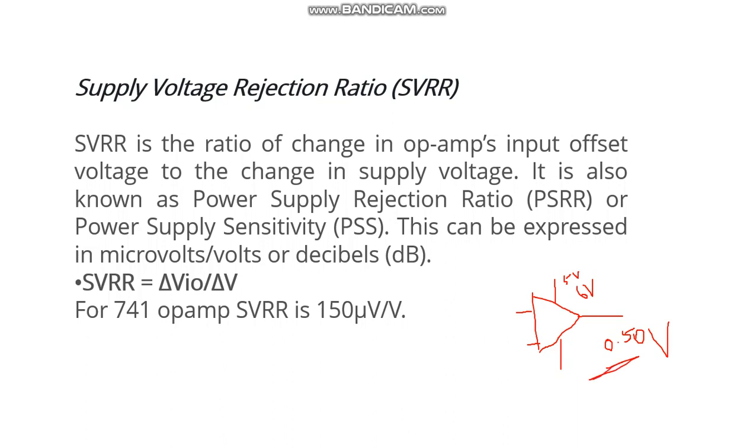The change in supply voltage, provided these two are 0, I am not applying any input voltage. This is 0 volt and this is 0 volt. If I am not applying any input voltage, with this small change in supply voltage, what is the change in offset voltage? Without giving input voltage also, we are getting some voltage at output, which is the offset voltage. The change in offset voltage to the change in supply voltage is the supply voltage rejection ratio, or PSS, power supply sensitivity. It can be expressed in microvolt per volt.